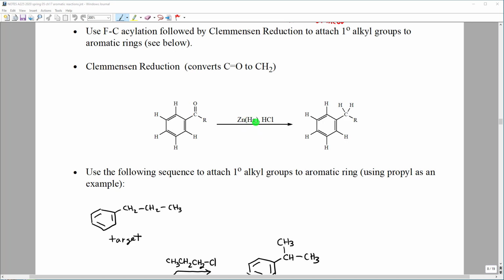The mercury is in parentheses because really it represents the state of the zinc as being dissolved in it, just in the same way that we used to write ions, parentheses, aqueous, which meant ion dissolved in water. We're also going to use hydrochloric acid. We can see at the end of the reaction, the oxygen from the double bond O is gone, and instead we have two hydrogens. So it has become a CH2.